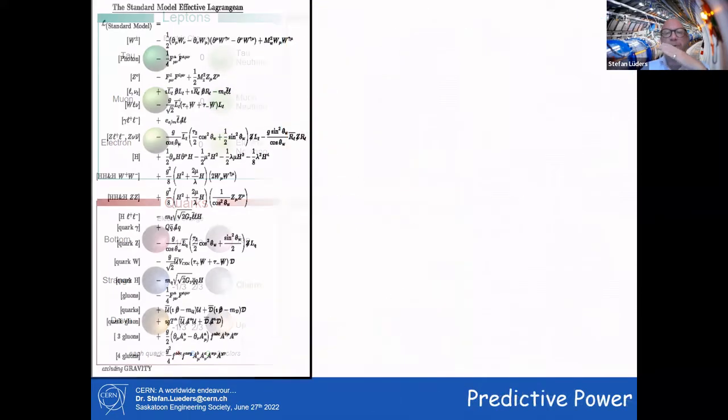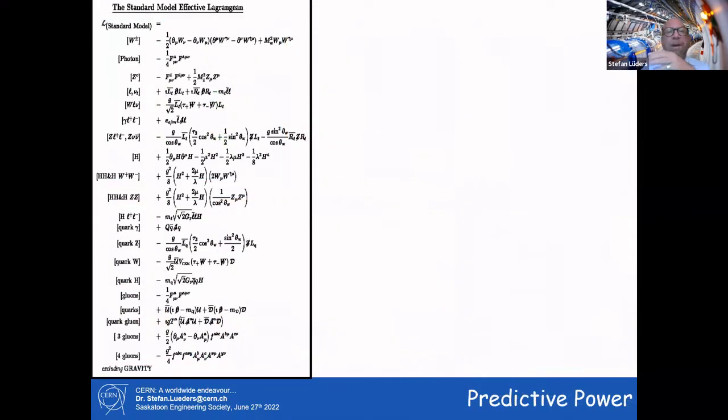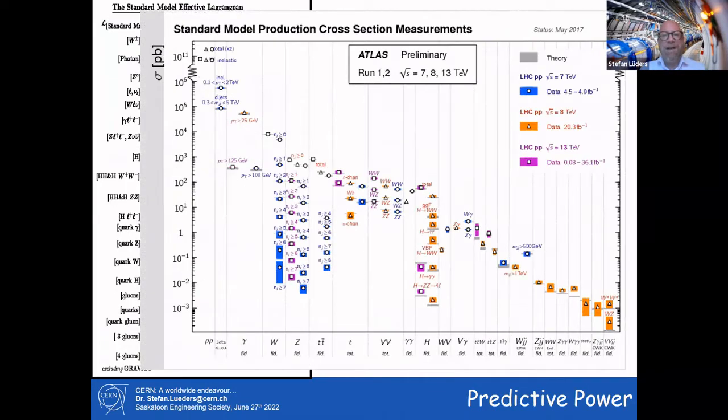Why is the standard model beautiful? Because there's a huge predictive power. Here's the standard model basic formula. I will test you later on today to memorize this formula, but with this formula, you can explain more or less the whole subatomic world. I'm giving you an example.